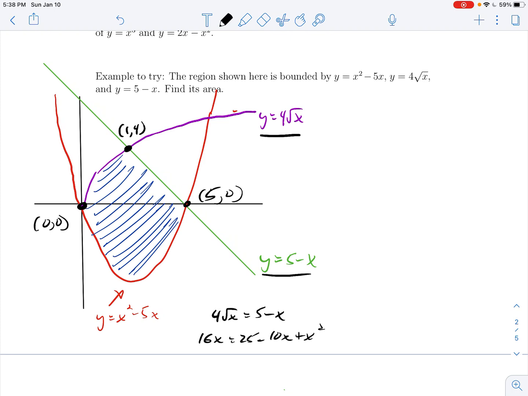So what do we notice here? This region does not have one function that is what's on top. We'll notice the red graph is always on the bottom. If I take any point inside this region and go straight down, I hit the red graph. So the red graph is always on the bottom, but sometimes I go up and hit the green graph. Sometimes I go up and hit the purple graph. So what we can do is we can break this up.